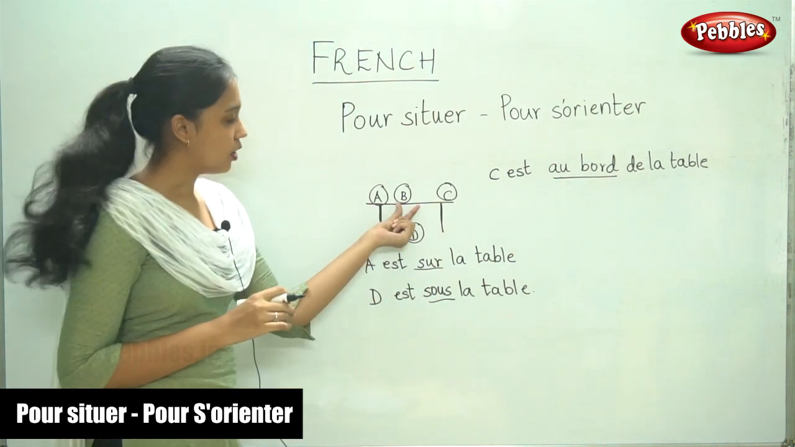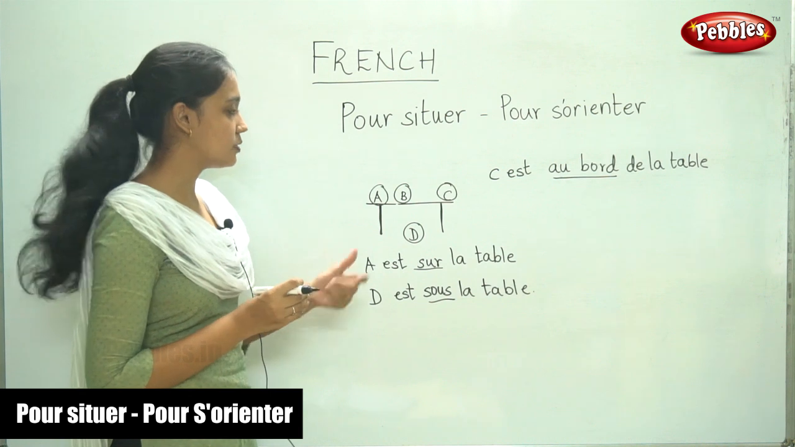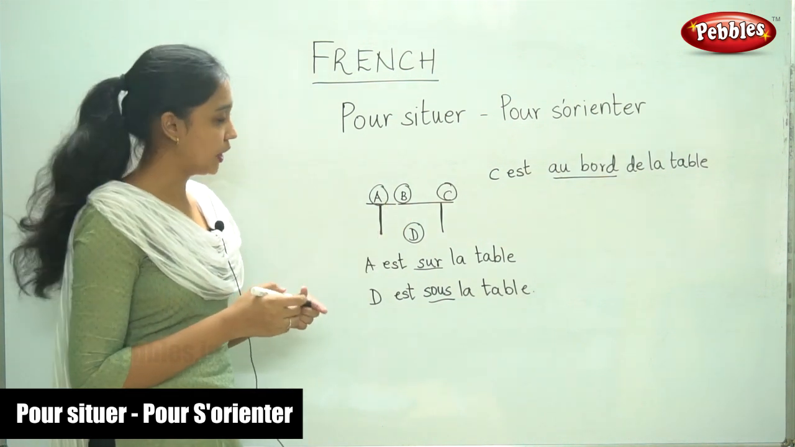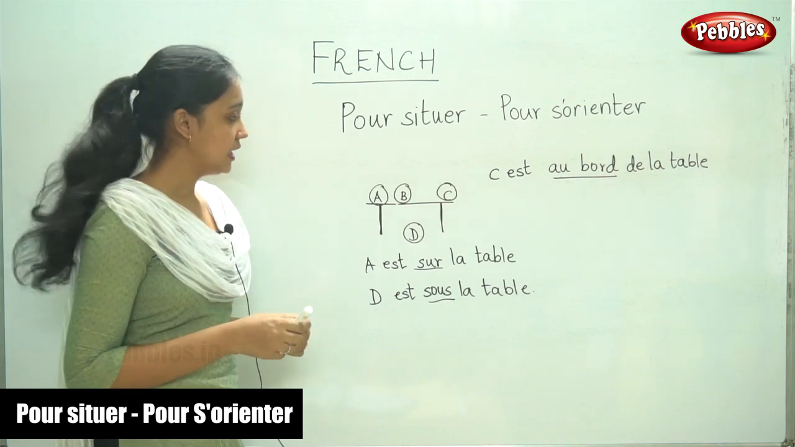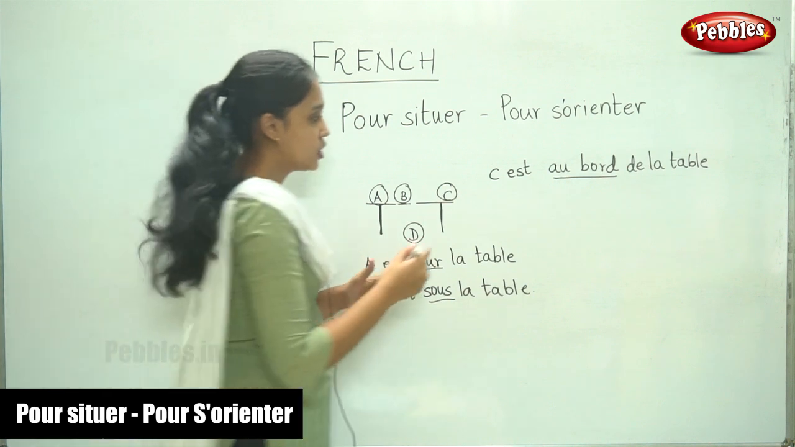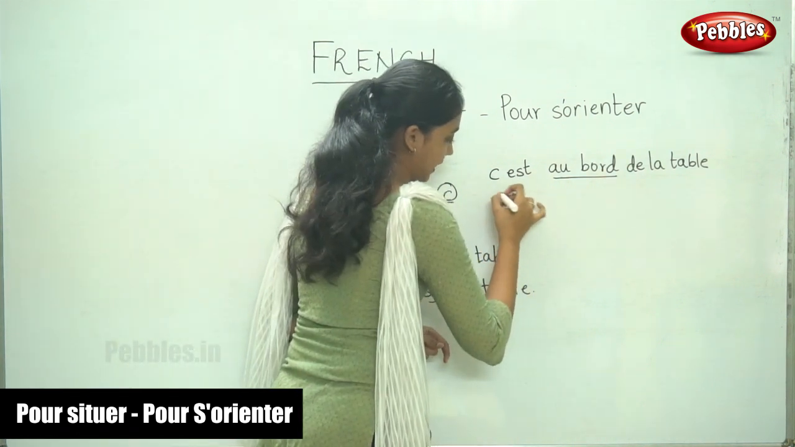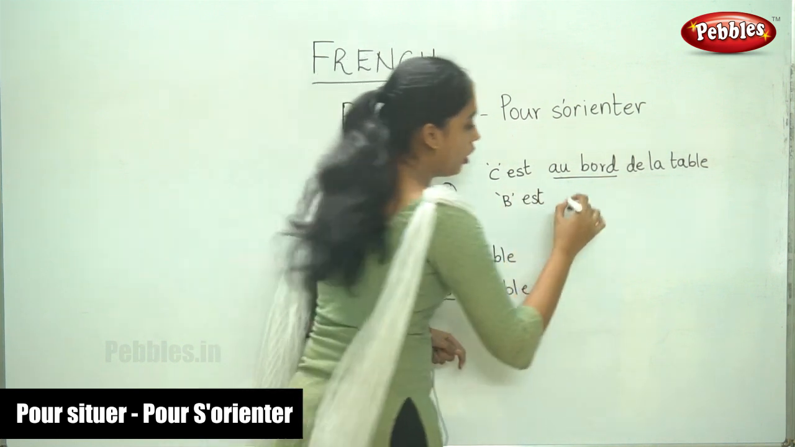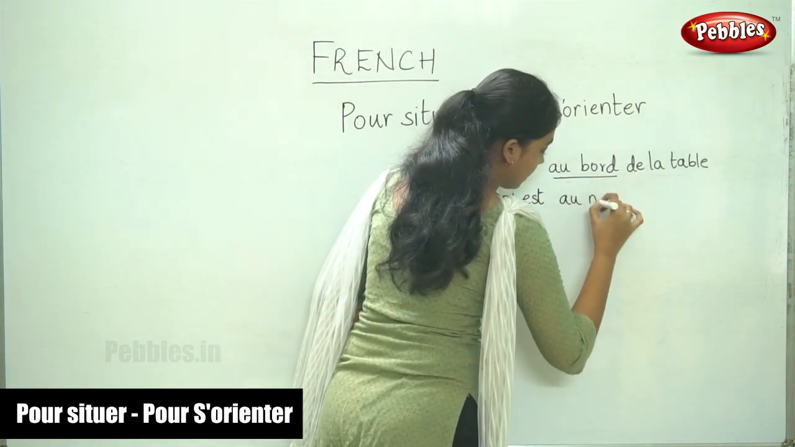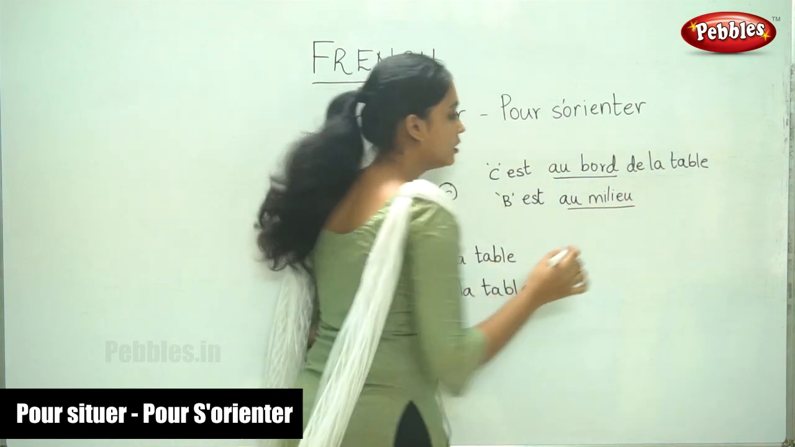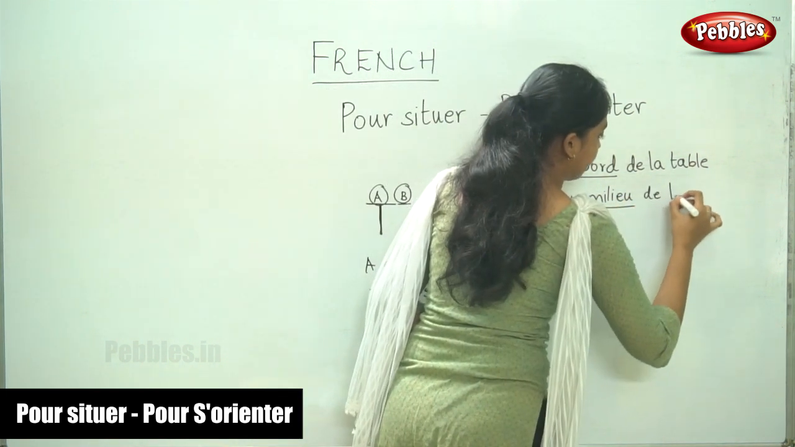Then the object that we haven't explained so far is B. Now what can you say about the orientation of B? It is in the middle of the table. So B est au milieu de la table.